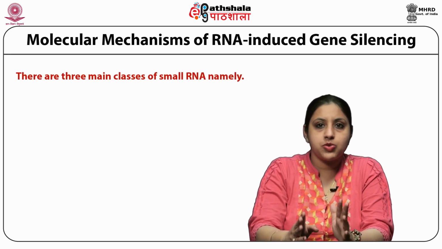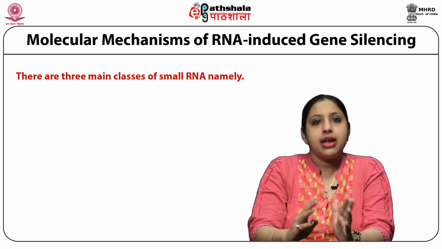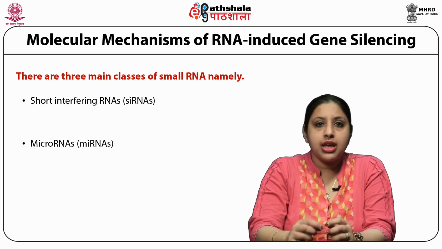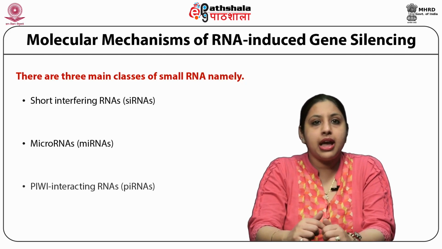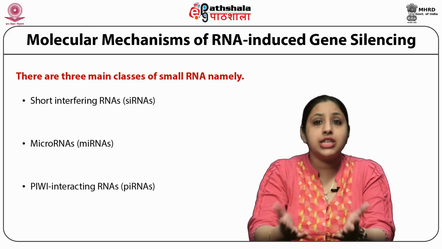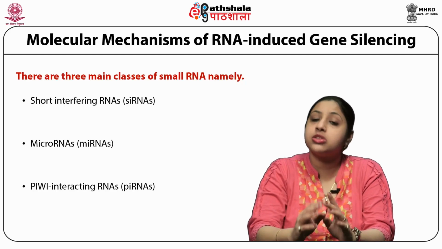Now coming on to the molecular mechanism of RNA-induced gene silencing, nature has evolved an efficient mechanism for gene silencing through the use of small 21 to 25 nucleotide long non-coding RNAs that are double-stranded and bind to the target RNAs in a sequence-specific manner. There are three main classes of small RNA, namely the short interfering RNAs known as siRNAs, secondly the microRNAs known as miRNAs, and thirdly the piwi-interacting RNAs known as piRNAs. Although these three RNAs arise from different sources, their mechanism of action is quite similar.